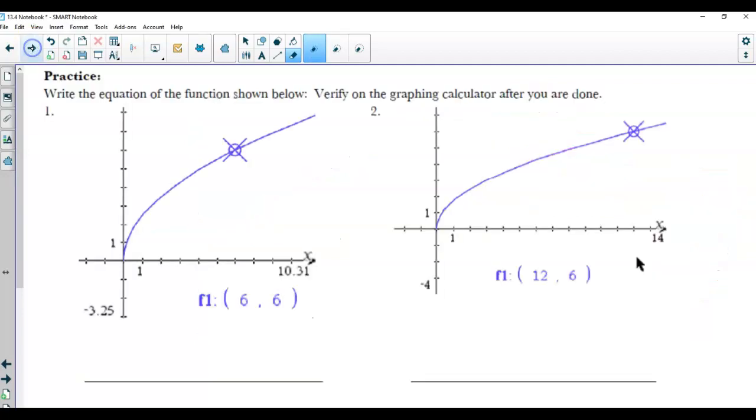Isn't that nifty? The hardest part of your assignment here is to come up with an equation. Well, what I want you to think about is these are all hooks.